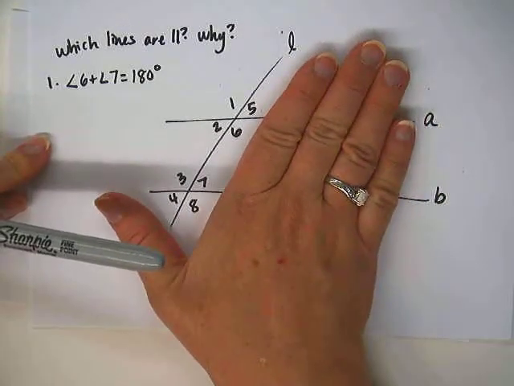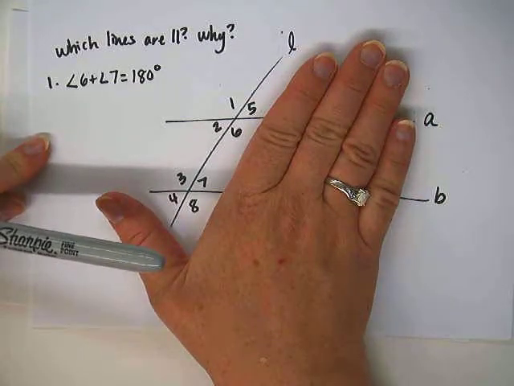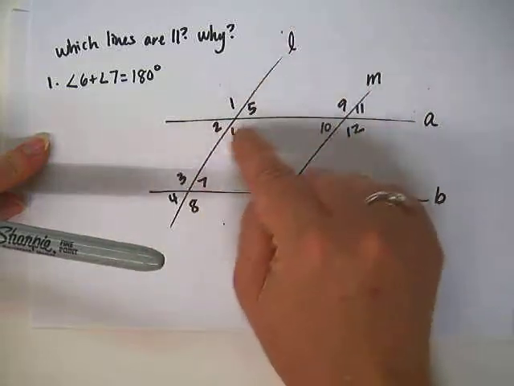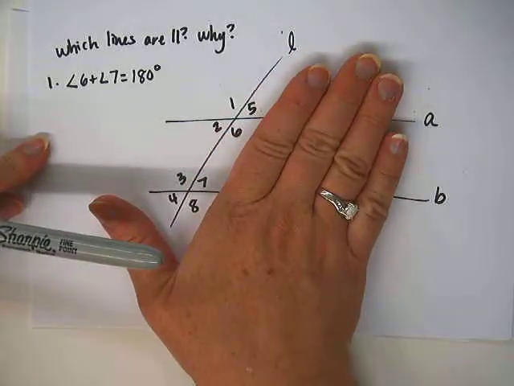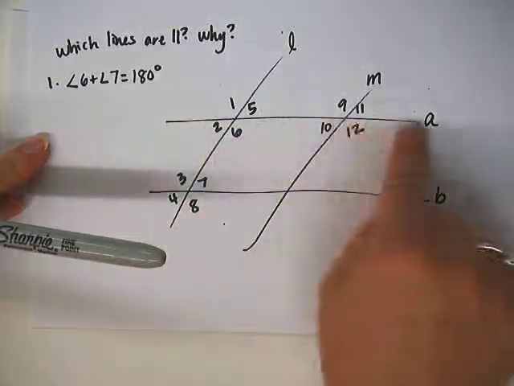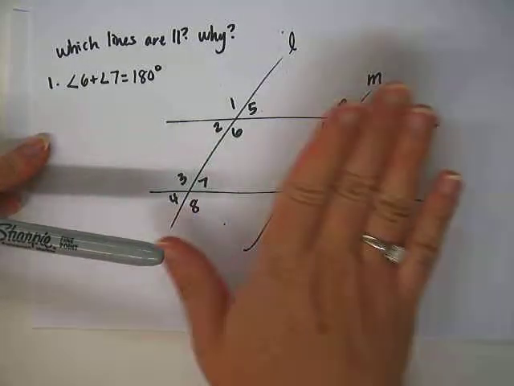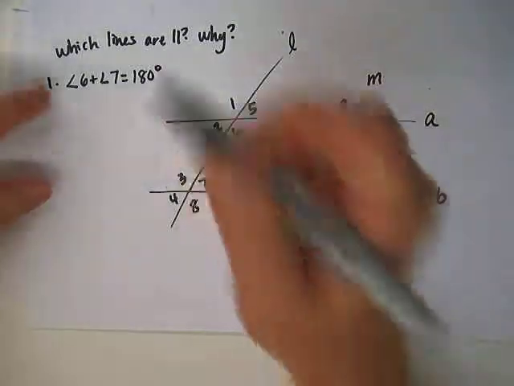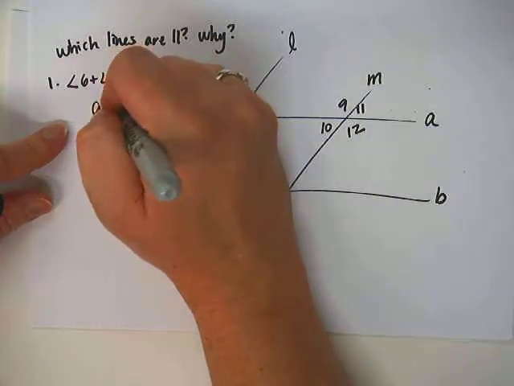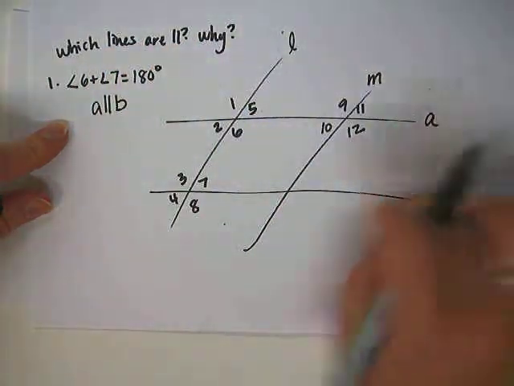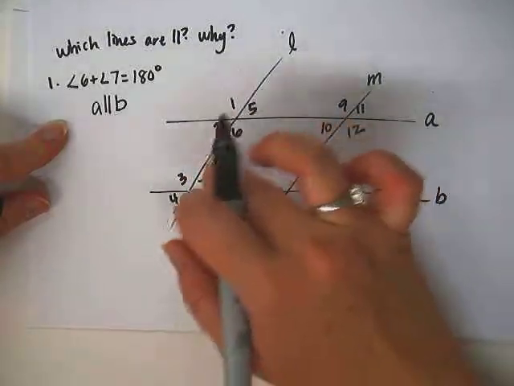Okay, let me give you a hint. Since angles 6 and 7 are on this line, do we even need that line? We don't need it at all, right? Because those angles exist without that line. But those angles cannot exist without these two lines. So which lines are parallel?